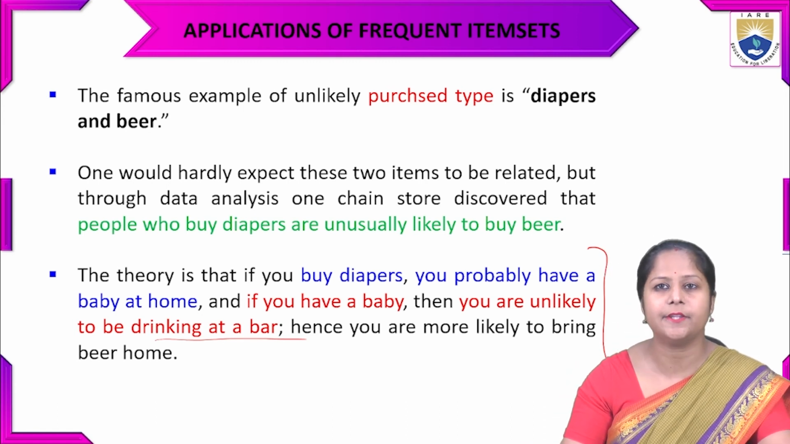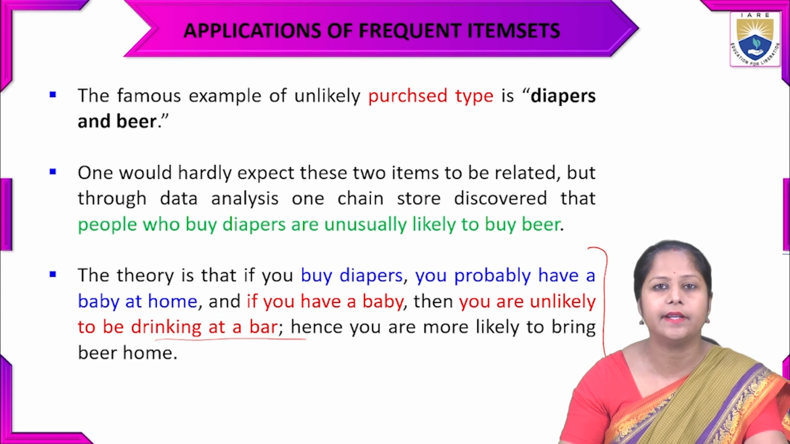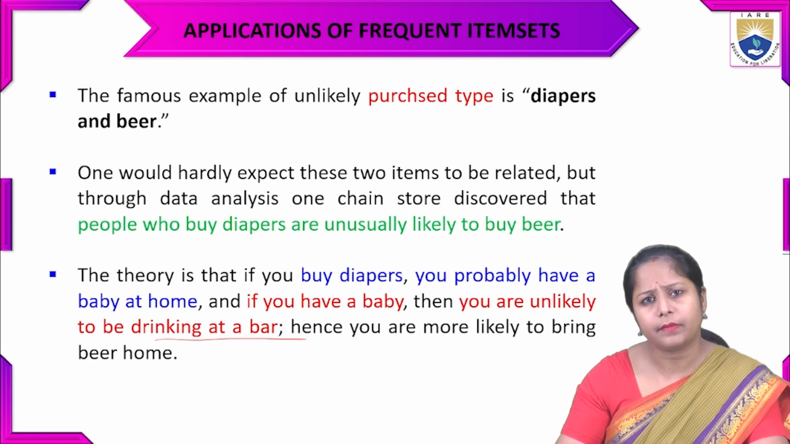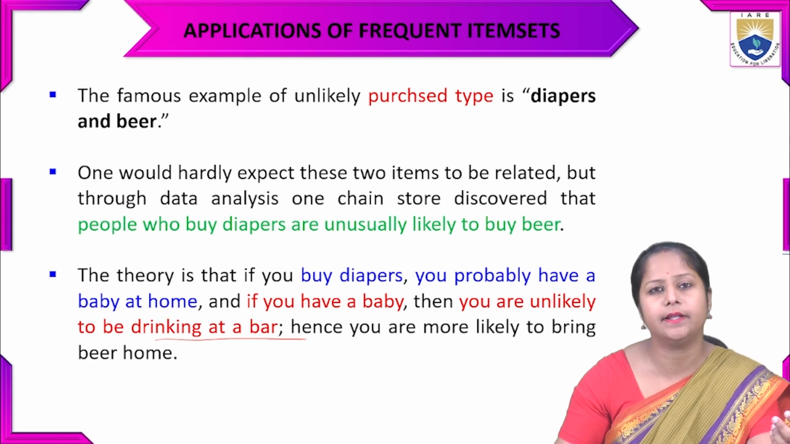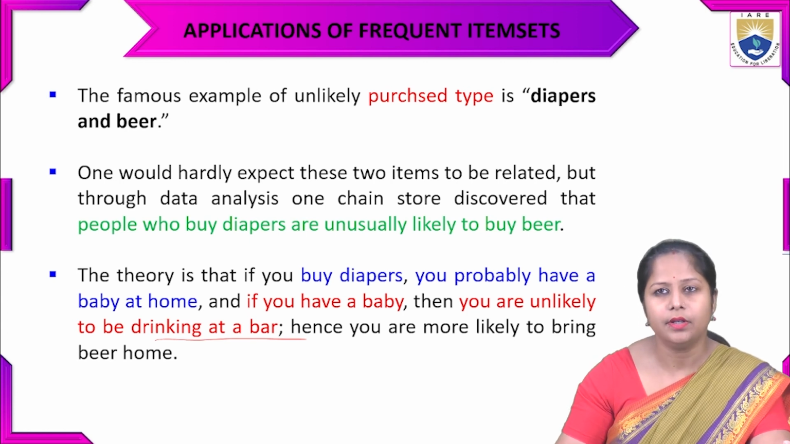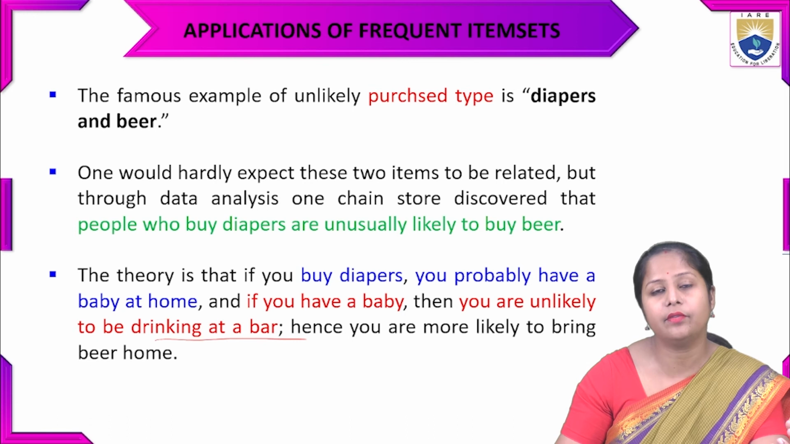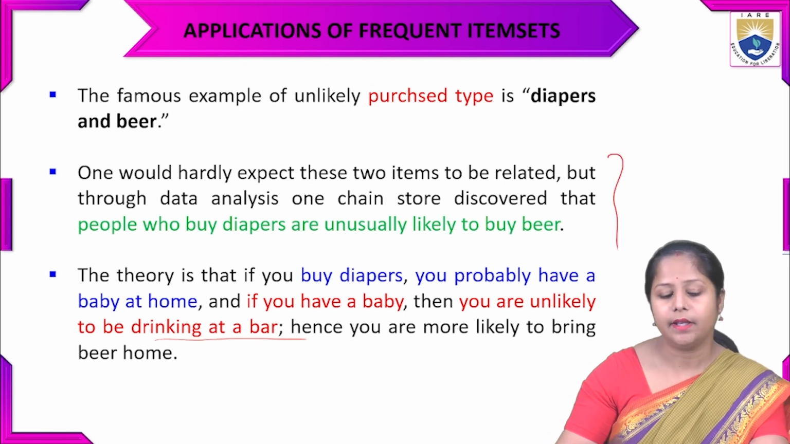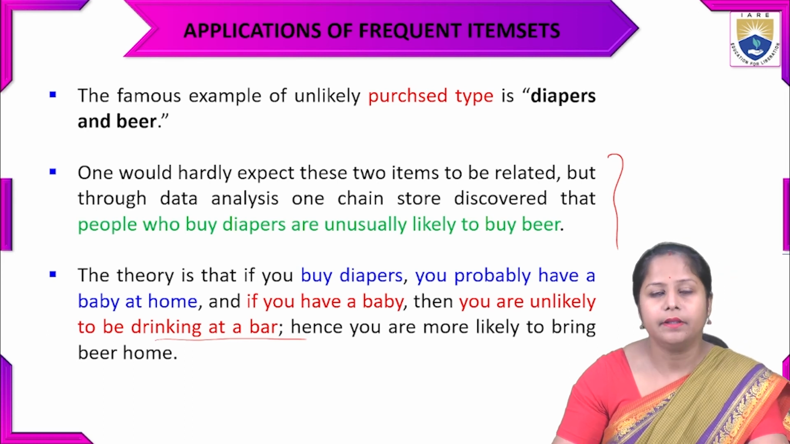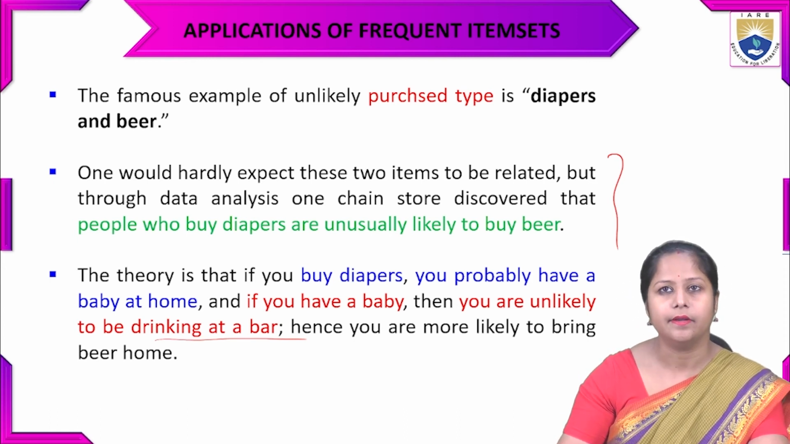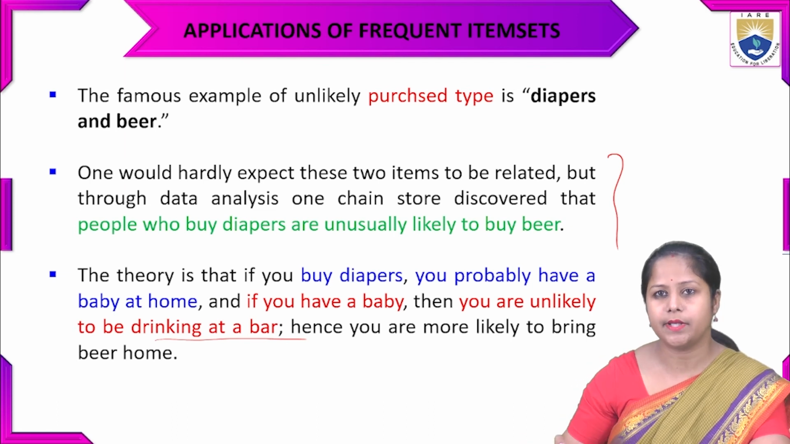So one would hardly expect those two items to be related. They are not obviously related, but through the data, the data analysts did an analysis. For one chain store they found this association: people who buy diapers are usually likely to buy beer in the same transaction. So that was the frequent item set.